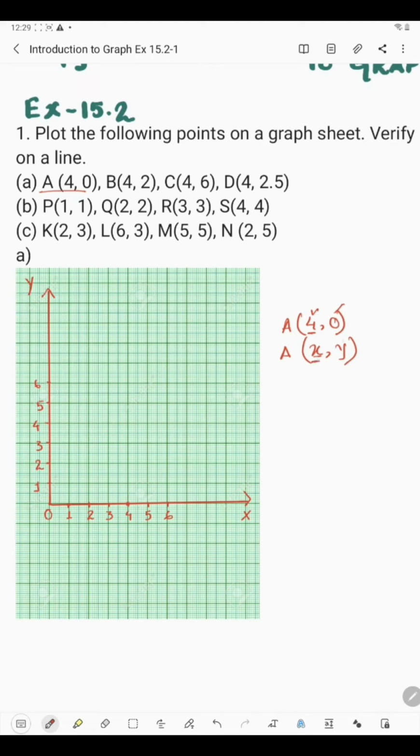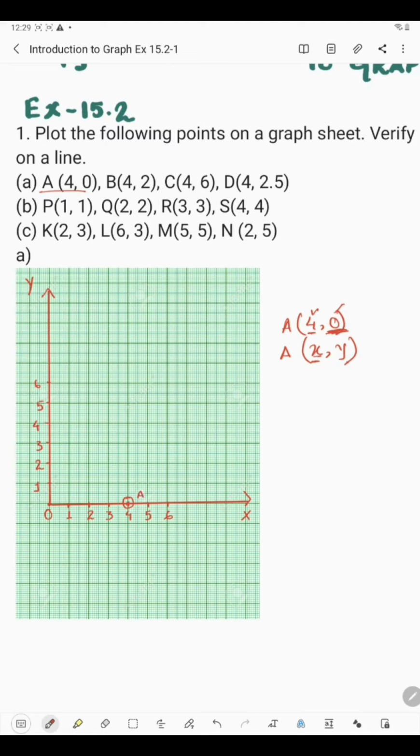Now the value of y is 0. Now 0 means here is 0, so we will not go up. It will be here only. So the coordinate 4 and 0, coordinate meaning that which contains x and y. This value will be on the x-axis and we'll give the name as A.